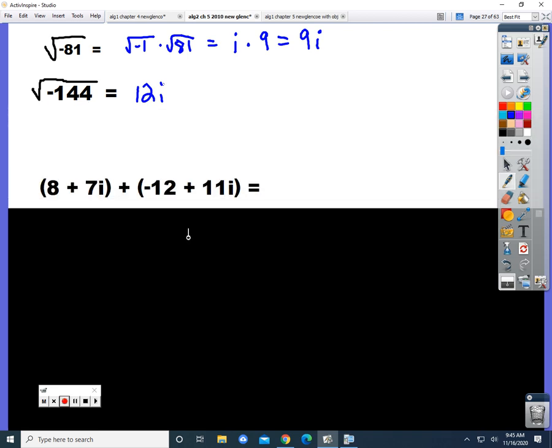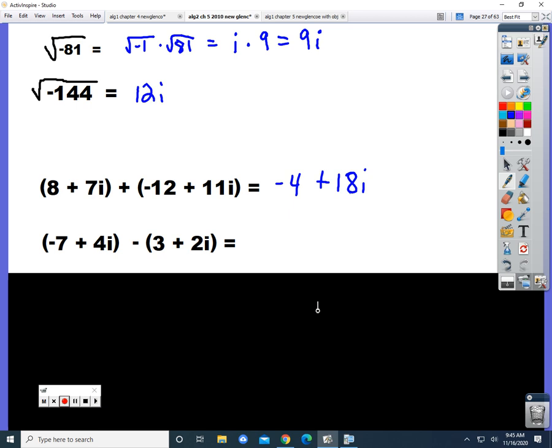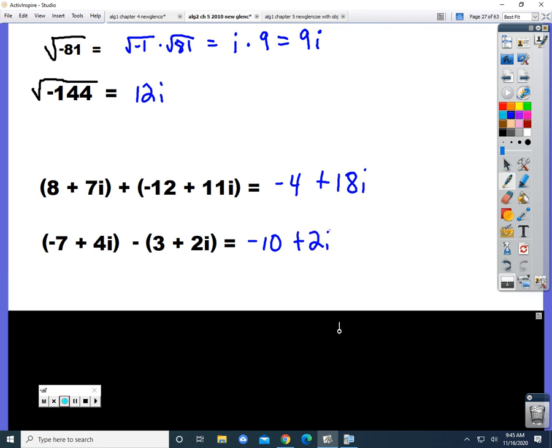You have some like terms. These are binomials, but you only add up like terms. So 8 and -12 are real. So those added together give you -4. The 7i plus 11i would be 18i. And always keep the real and then the imaginary, like that. Okay, for these two, be careful with the subtraction sign, same thing, look for like terms. The -7 minus the 3 is -10. 4i minus 2i is a +2i. So that's how you write that one.